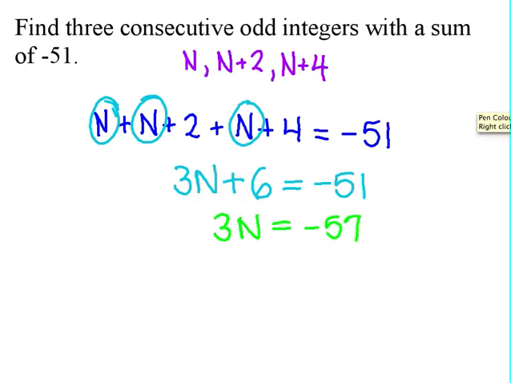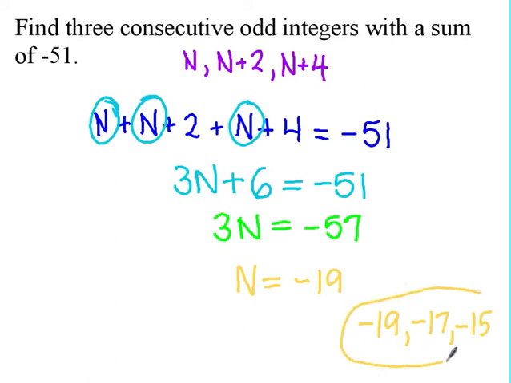So when, yep, you already got it. So n is, when you divide by 3, negative 19. So now we're going to do consecutive odds. Negative 19 is your first one. What's your next one going to be? Negative 17, and then negative 15, because you always increase. So with the negatives, think about it this way. If you took negative 19 and you added 2, you would get negative 17, and then negative 15.